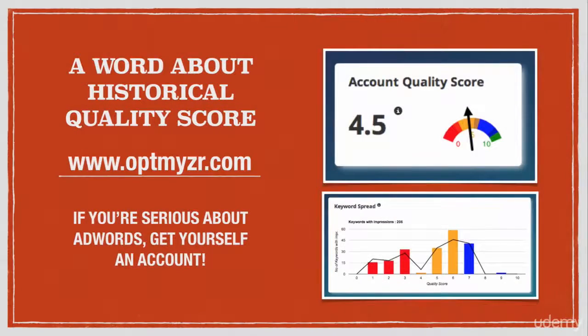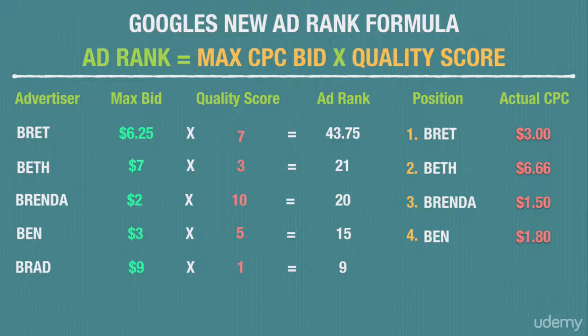This is one of the optimizer tools we use most often, and I can't tell you how much time and energy it's saved us in keeping track and optimizing quality scores across hundreds of accounts. Like I said before, you don't need Optimizer to track historical quality score data.